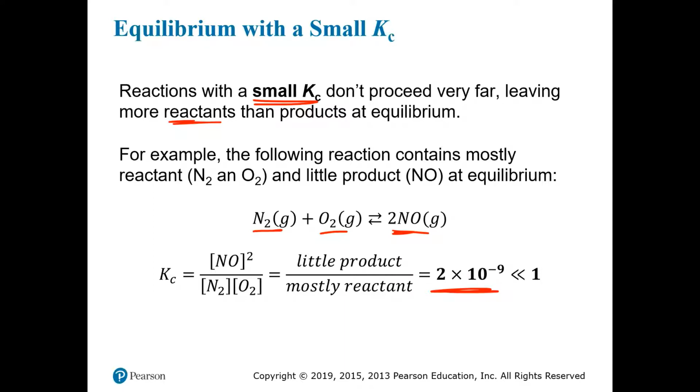This is pretty important because our atmosphere is mostly nitrogen and oxygen. So if this Kc value were much larger than 1, then all of the oxygen in the atmosphere would be used up to convert into nitrogen monoxide, and there wouldn't really be any left for us to breathe.